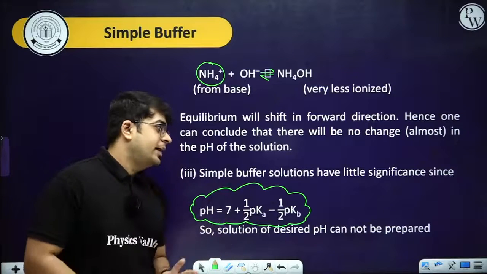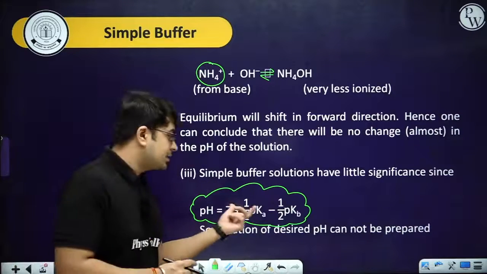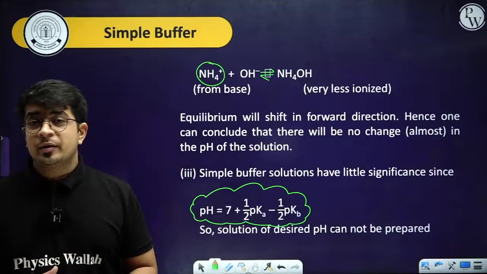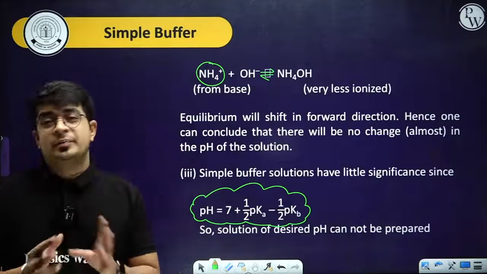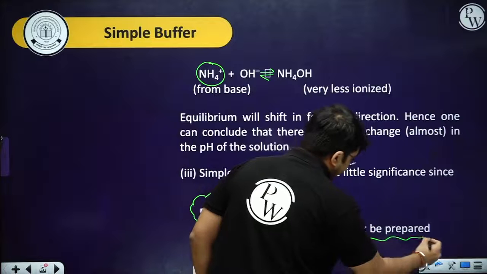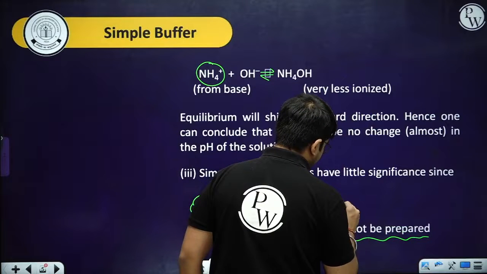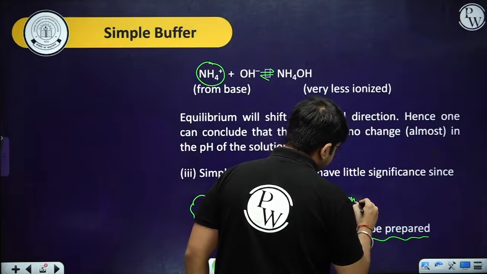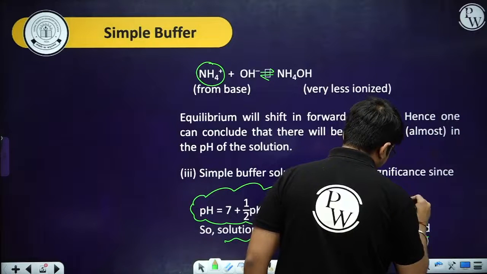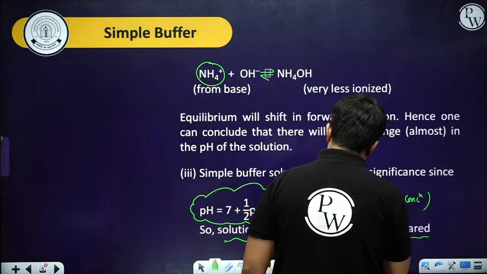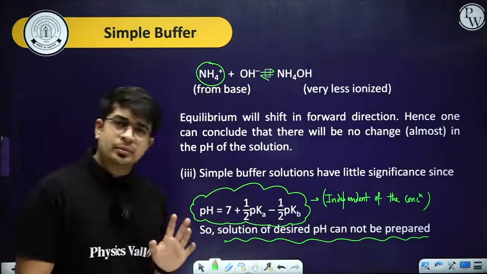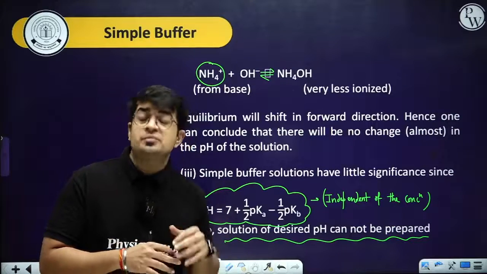Now a solution of desired pH cannot be prepared because the pH is independent of the concentration. There is no term related to concentration, so you cannot prepare a solution of desired pH. So that is the drawback in that particular case. Always remember that is the drawback because it is independent of the concentration. I hope this part is clear. So this is one example of a simple buffer. Now let's move on to the next part, which is much more relevant.